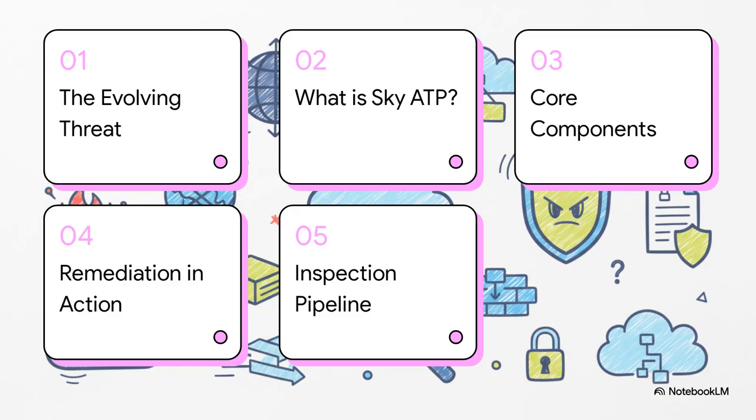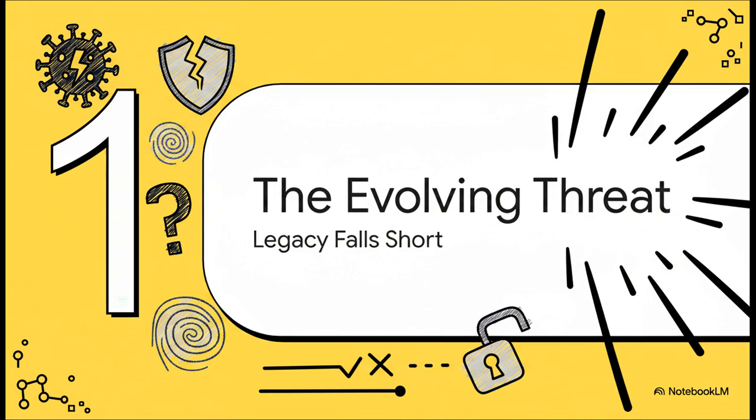So here's our game plan for today. We'll start by looking at the evolving threat landscape, figure out what Sky ATP actually is, break down the core components, watch a real-world remediation in action, and then wrap it all up by diving deep into the malware inspection pipeline. Okay, let's dive right into this.